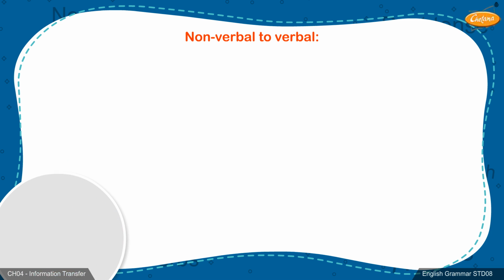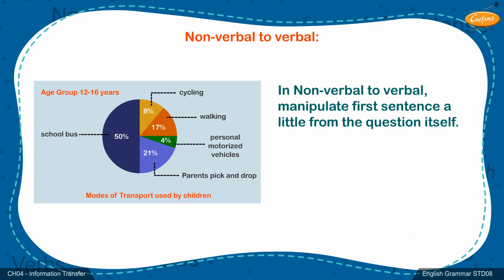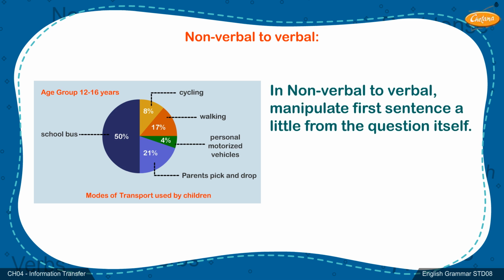Example for your comprehension. The following pie chart shows the mode of transport used by children for coming to school. On the basis of the given pie chart, write a brief summary. The first sentence is, in fact, most of the time given in the question. You need to manipulate it a little. You can start writing the paragraph like this. The given pie chart highlights the modes of transport used by children coming to school.